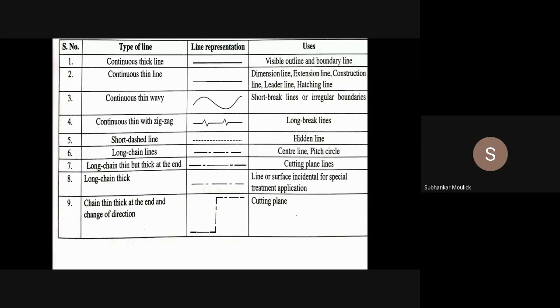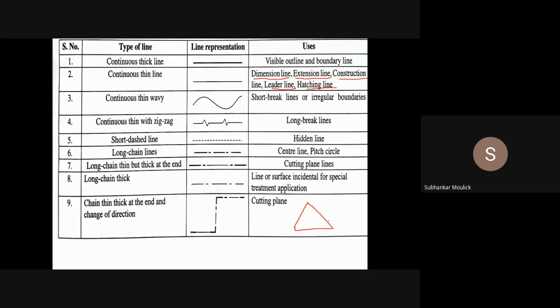For example, I have drawn a triangle. Now the three sides of the triangle are what? It is nothing but the outline of this diagram. So this outline will be drawn with this continuous thick line. Is it clear? Yes, sir. Fine. What is continuous thin line? You have to use this line when you are drawing a dimension line, or you are drawing an extension line, or you are drawing a construction line, hatching line, or leader line.